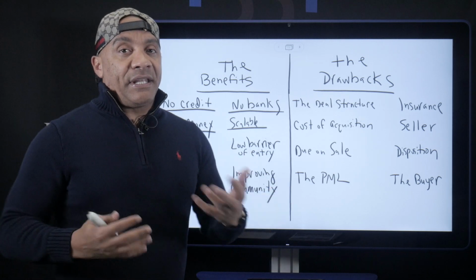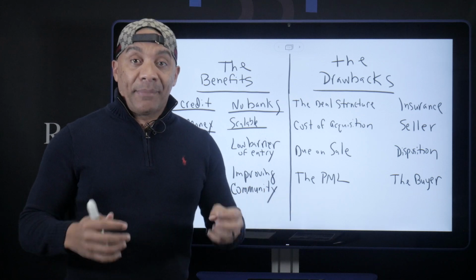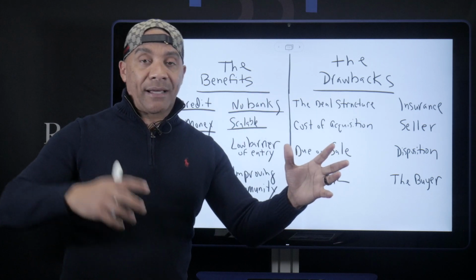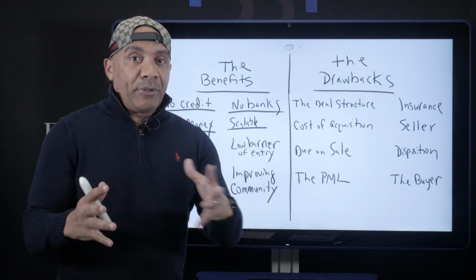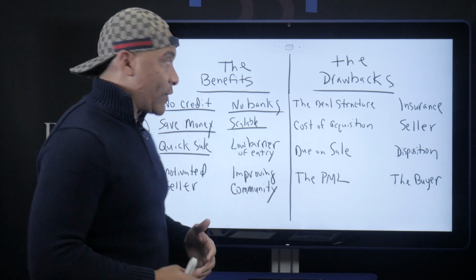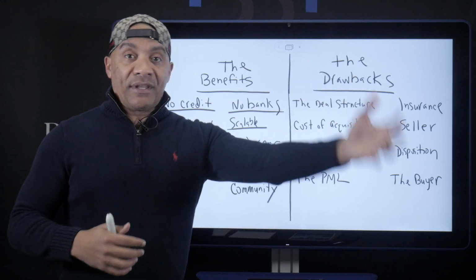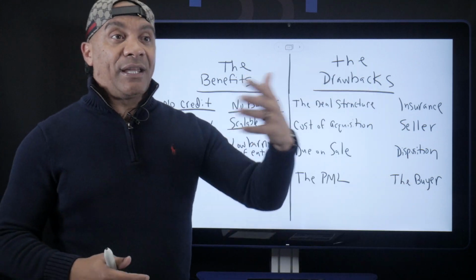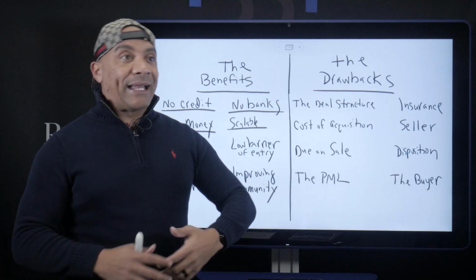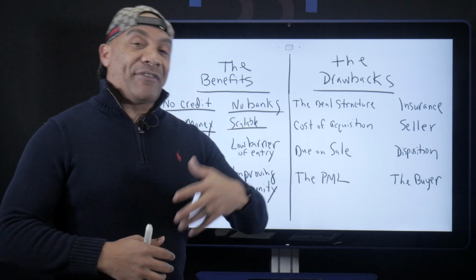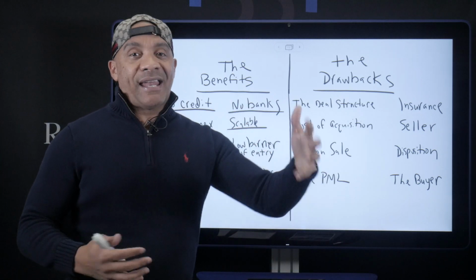Another benefit, it's a quick sale. I mean, I've done deals within a week. Literally from signing a contract to closing, I've been able to do it in a week using this strategy. Whereas if you're going the conventional route, it could take 30 days. You've got to get a pre-approval. You've got to go through underwriting. You've got to get an appraisal. You have to have an inspection. There are a lot of things that have to happen.